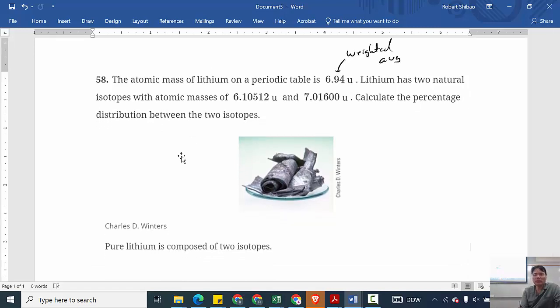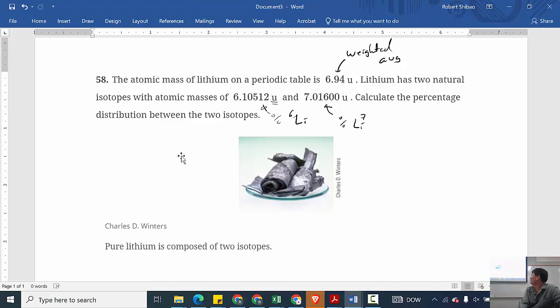So what we need to know is the percent lithium 6. How do I know that this one's lithium 6? Well, when I look at the actual mass, it's close to 6. And so if I have 6 protons and neutrons, it's going to come out close to 6 U. So that's how I know that one. And this one's going to be percent lithium 7.